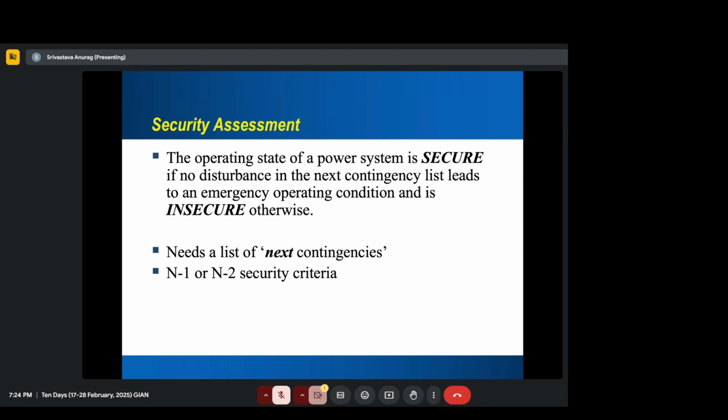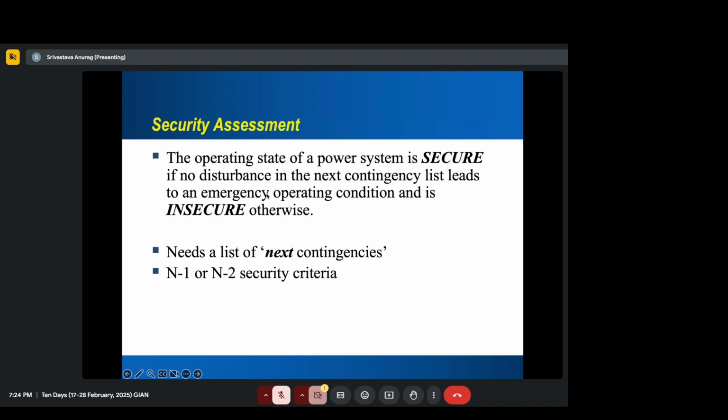So now, talking more about secure versus insecure. We talked about that we have a contingency list of different possible line and generator outages, right? And if the system is still reliable, which means still able to supply the estimated power without violating any constraint, it's secure.